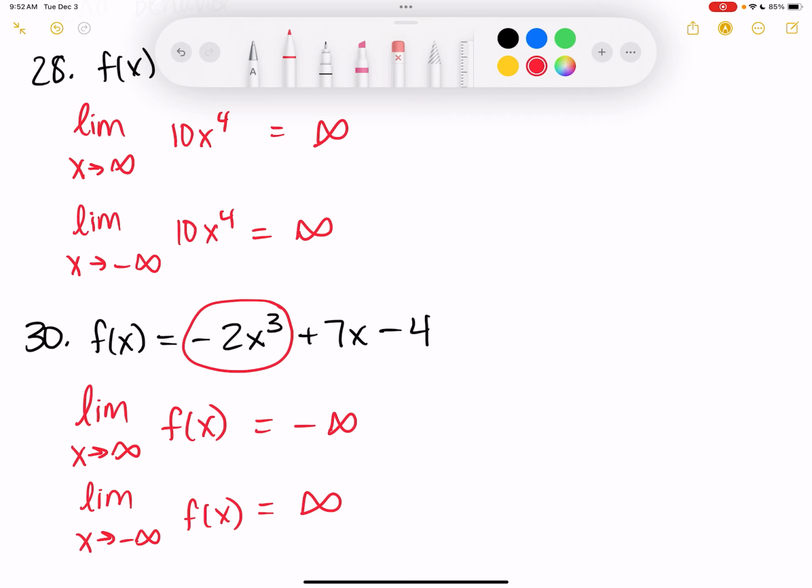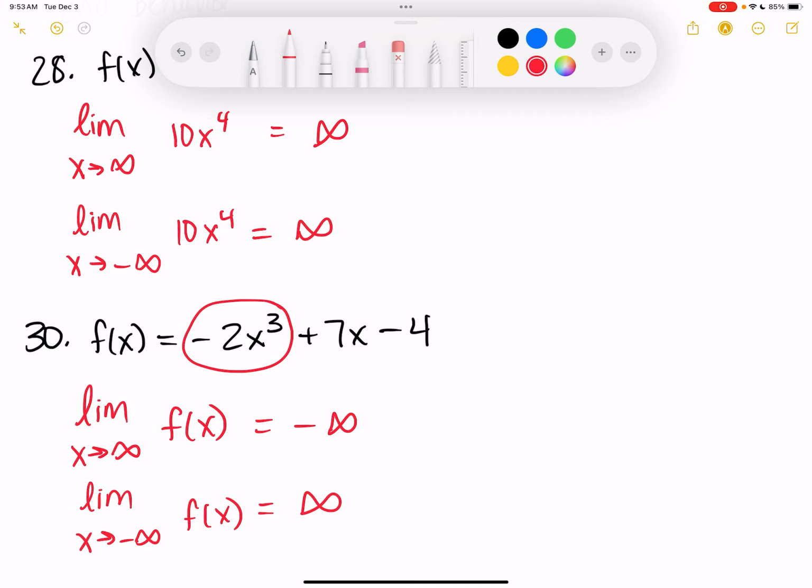Okay, so an even exponent: both limits have to go the same direction. They could both go to negative infinity or they could both go to positive infinity. If you forget, think about a parabola, x squared. Both of them are going up, or if it's reflected, they're both going down. If it's a parabola like this, it'd be negative infinity. If it's a parabola like this, positive infinity for both.